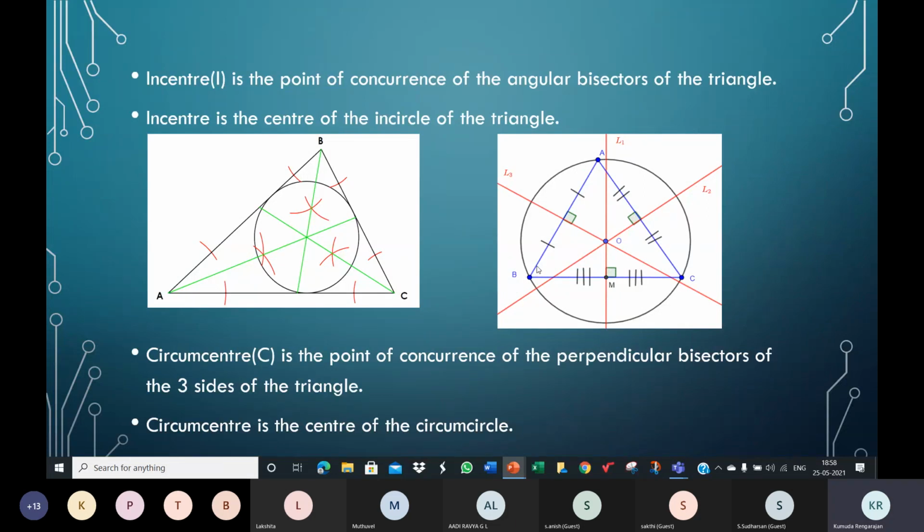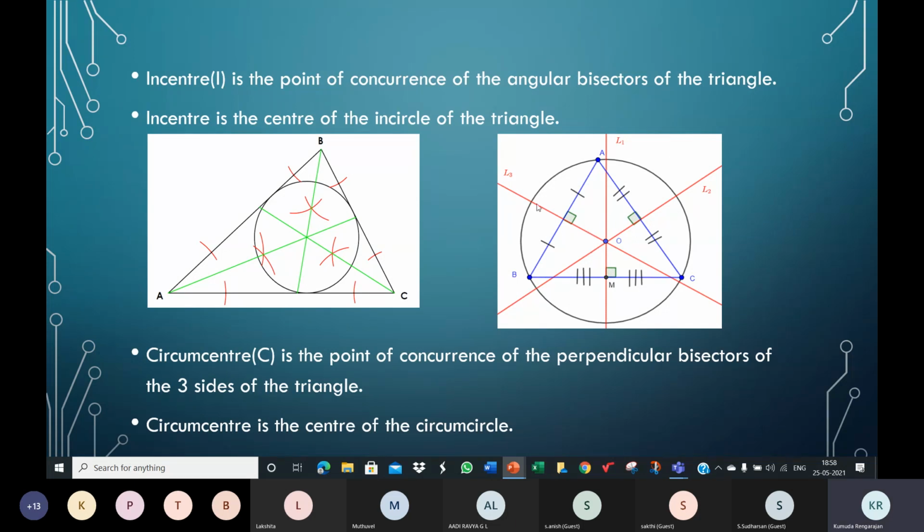Altitudes are different. Altitude falls from the vertex perpendicular to the opposite side. These are not altitudes. These are the perpendicular bisectors of the 3 sides of the triangle. And you can see that the perpendicular bisectors are concurrent. They go through the same point. And when do we construct the perpendicular bisectors? When we have to construct the circumcircle.